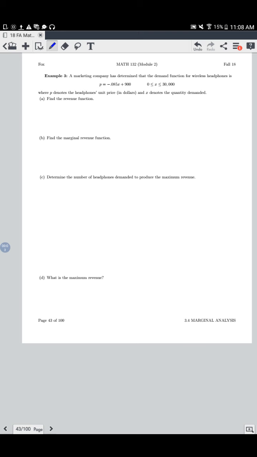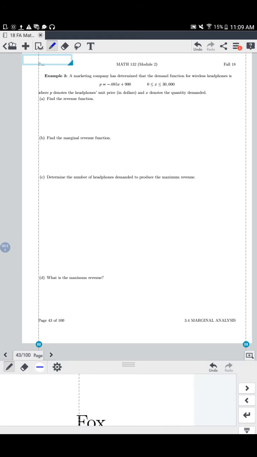Here we have a marketing company that has determined the demand function for wireless headphones is P equals negative 0.085x plus 900, where P denotes the headphone's unit price in dollars and X is the quantity demanded. You'll notice that up here there is between 0 and 30,000. We don't really do much with that right now. That just says they're creating between 0 and 30,000 headphones per day. They can't make more than that.